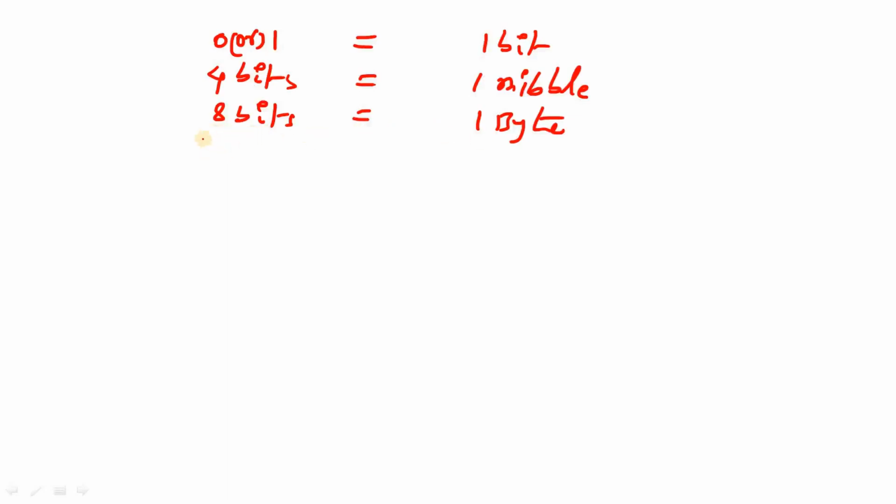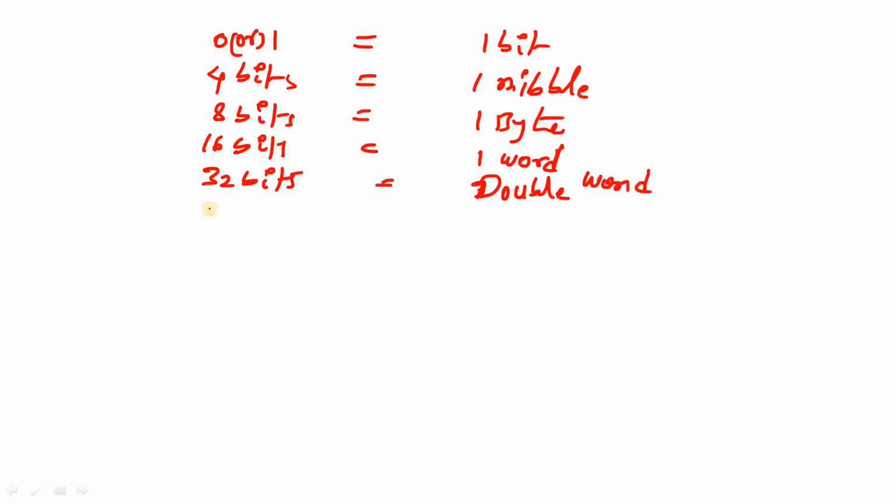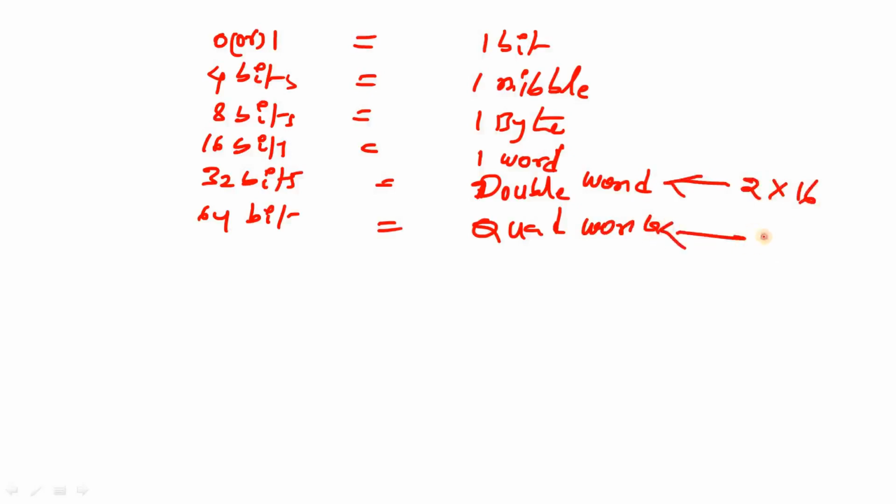Next one is 16 bits equal to 1 word. So 32 bits, next one, is a double word. Then 64 bits is a quad word. Here, double means 2 times the word, which is 16, so this is represented as a double word. Here, quad means 4 times 16, that is equal to 64 bits.